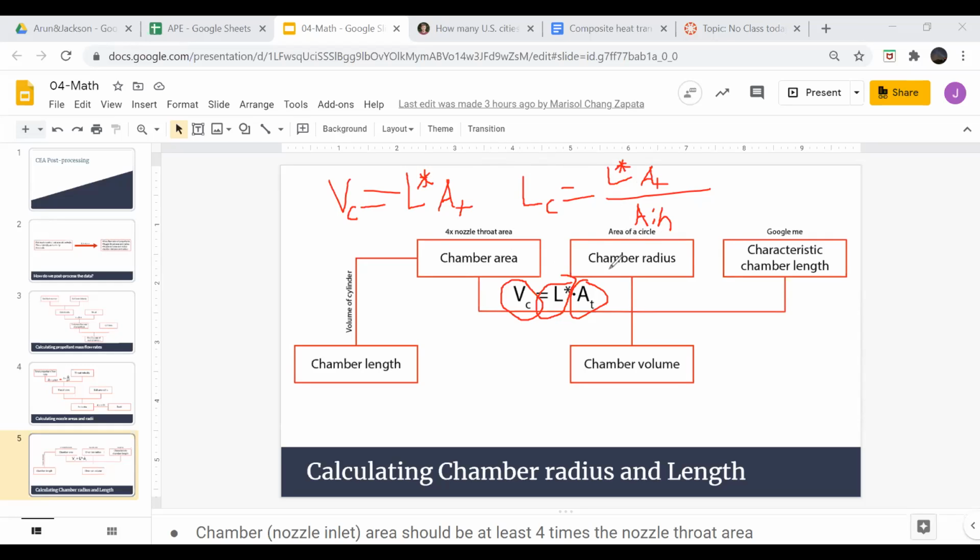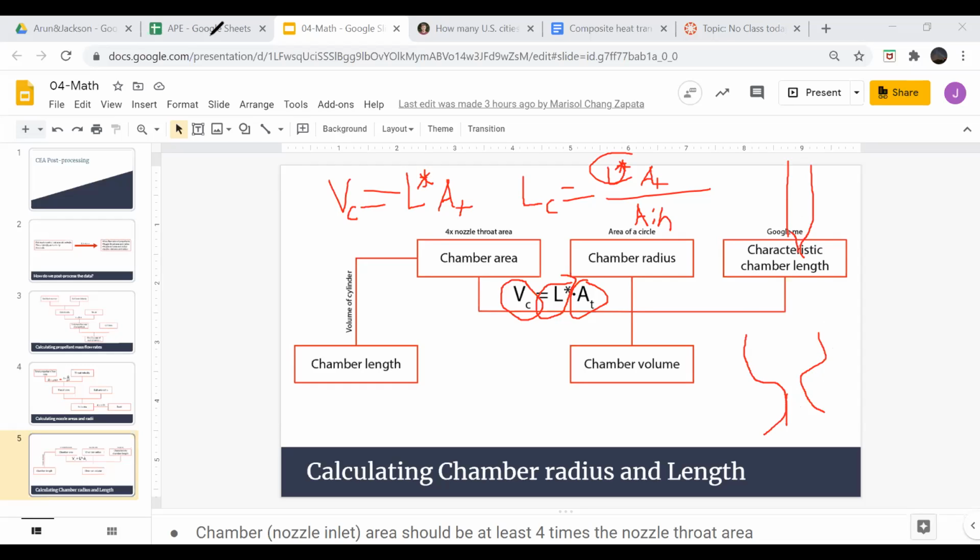That's what happened over the summer with the engine we were doing. The 2.7 L-star is massive, and that made the chamber very long and skinny, and we didn't like that, so we beefed it up. I think we ended up using something like 8. Actually, what did we end up using?